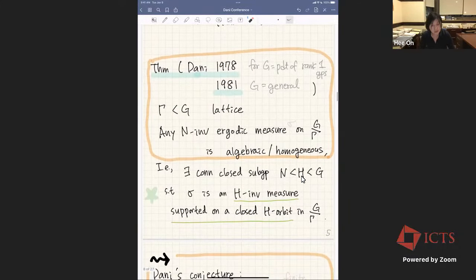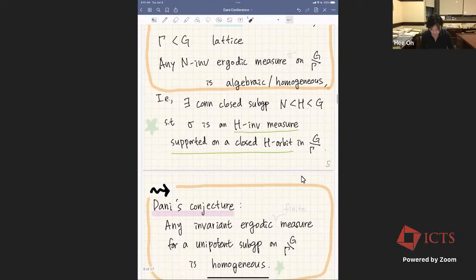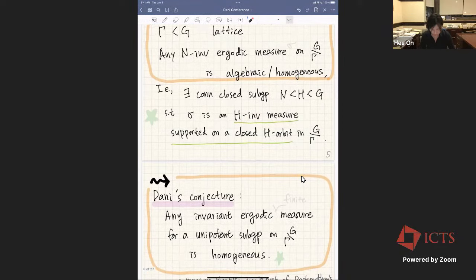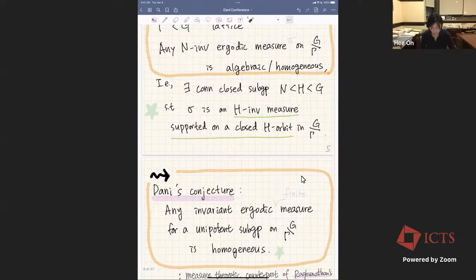So this complete classification of Dani was a very important piece of evidence for the conjecture he made. In fact, he conjectured, I think in 1981, that this classification of invariant measures should be true not only for the maximal horospherical subgroup, but for any unipotent subgroup. So here's his conjecture. Any invariant ergodic finite measure for a unipotent subgroup on G mod gamma has to be homogeneous in the sense we just discussed. So it again has to be an invariant measure supported on some closed orbit of some closed group.